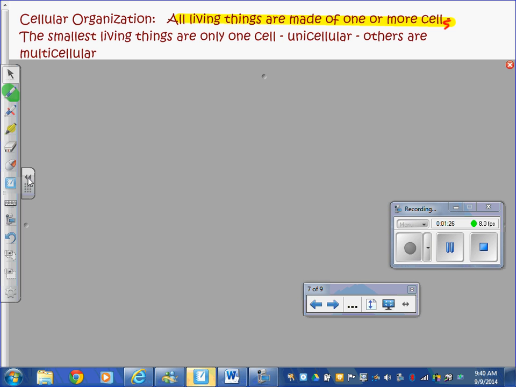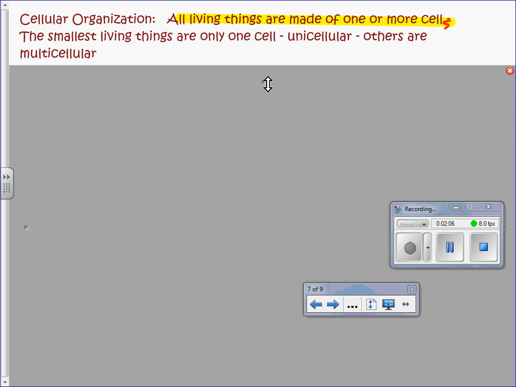The smallest living things are only one cell, unicellular or single-celled, and others are multicellular, like human beings and puppies and kittens, actually made of trillions of cells. And by being made of trillions of cells, we can have different tissues like hair and blood and muscles and bone and that sort of thing. Single-celled living things obviously are just one cell, so they don't have different types of tissues. Okay, so cellular organization. Make sense? Okay. Again, made of one or more cells might be an easier way to think about it.